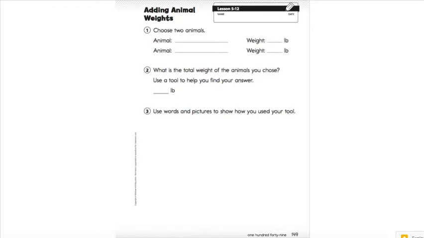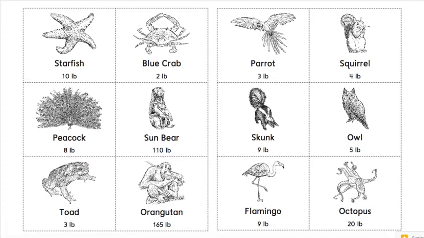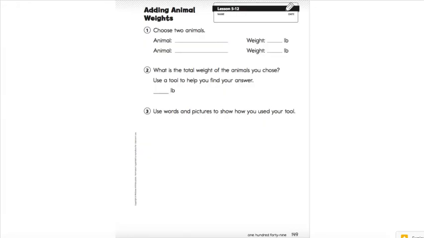Okay, you are going to pick two animals, okay, and you are going to write what those animals are on these two lines, okay, and you will write down their weights. Okay, so for example, maybe you could choose a starfish, so you would write starfish here and then 10 here. Okay, and then you would pick another animal and do the same thing, write their weight.